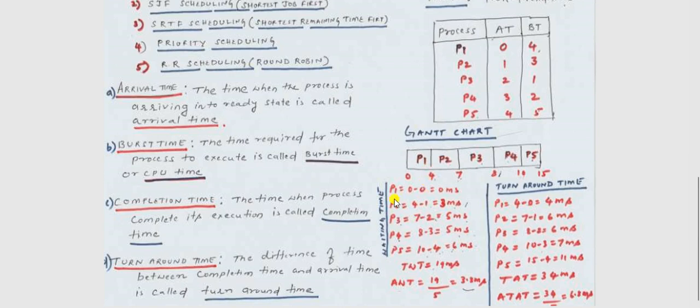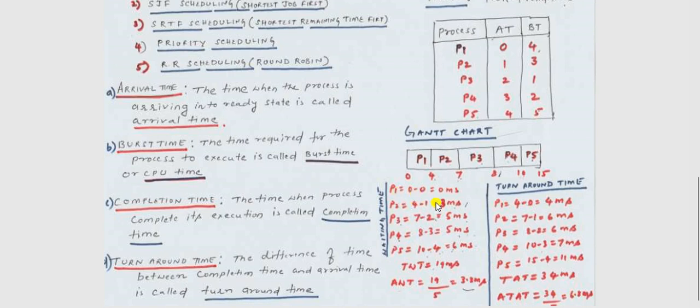Now there may be questions: find out the waiting time of each process, find out total waiting time as well as average waiting time, and they may also ask in the examination to find out the turnaround time of each process as well as total turnaround time and average turnaround time. So now let us find out the waiting time of each process.